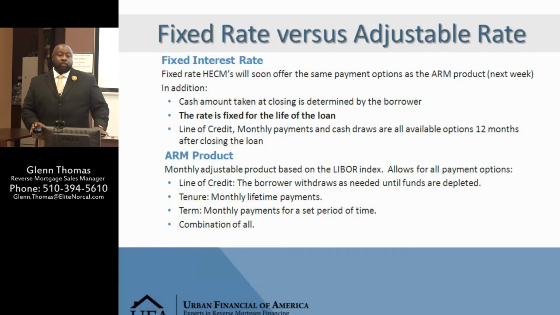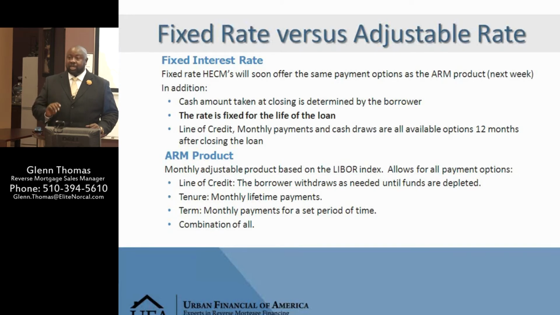Or term. This is one where a person might have some type of annuity or something that's going to mature in maybe 5 years. So they need a payment to cover them for the next 5 years until the new payment kicks in. So they can say, hey Glenn, I need a payment of $1,000 for the next 5 years. Okay, I go in there and figure it out.